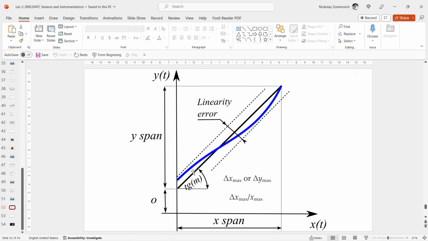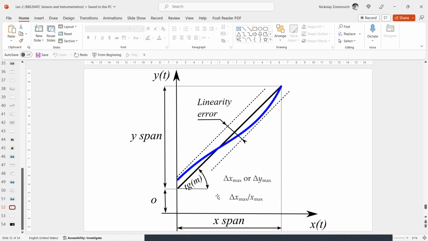The linearity error of a system is the maximum deviation. Nonlinearity, we can see, so we have the maximum deviation based on that, in input or output units, no matter which: delta x or delta y in this case, or as a fraction of full scale, delta x over x. Nonlinearity should always be given together with a specification of a straight line.